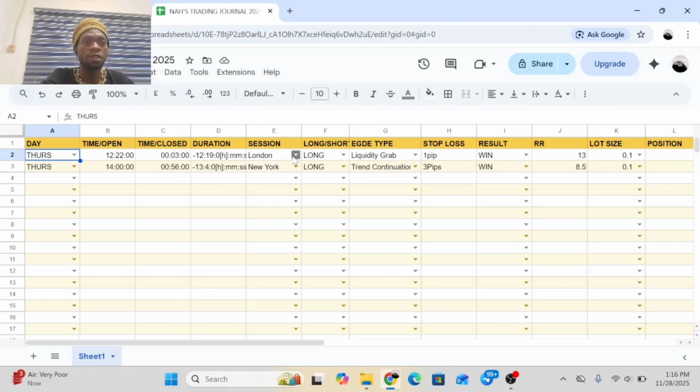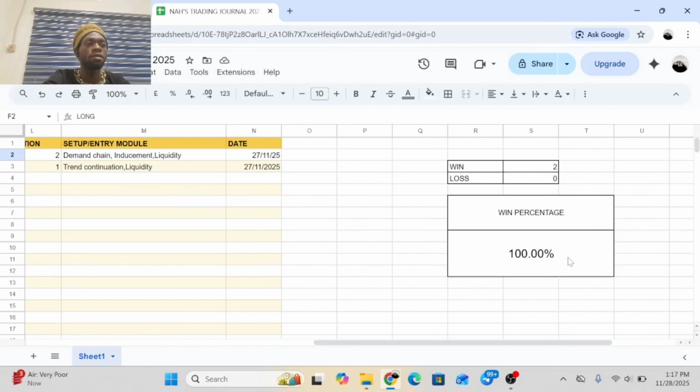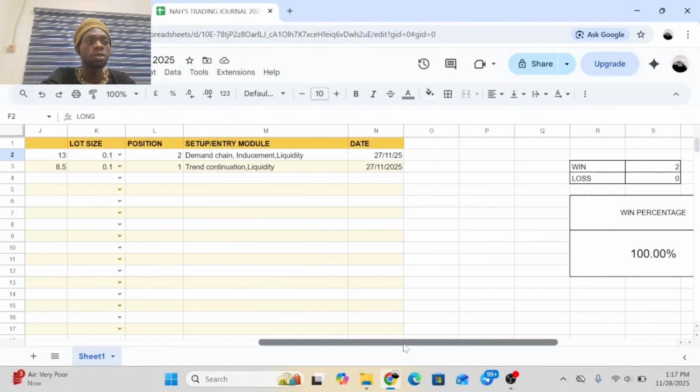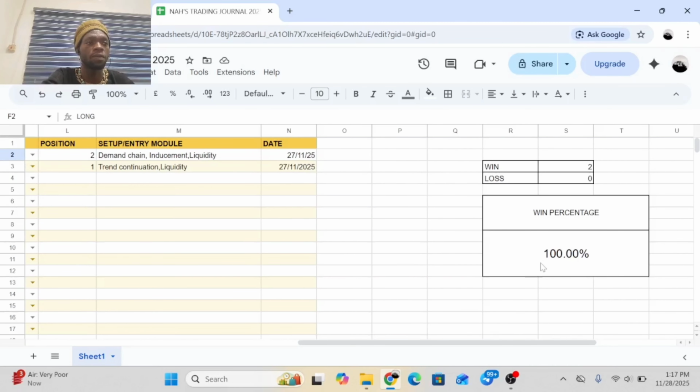If you see here, the first position was during the London session. The second position was during the New York session. Long trade, edge type liquidity. As you can see here, my stop loss, the outcome, the risk to reward, the lot size I use. And if you also go to this side, you can see that I have a 100% win rate. It's just a trading journal for the month. I just started off recording this journal. So far the two trades I've taken are a 100% win rate, as you can see.